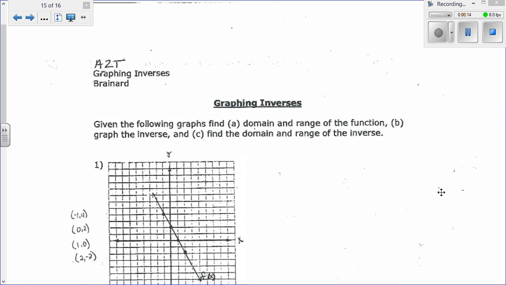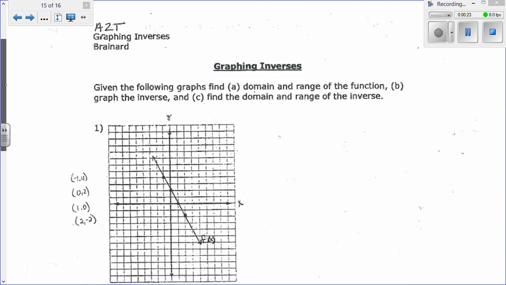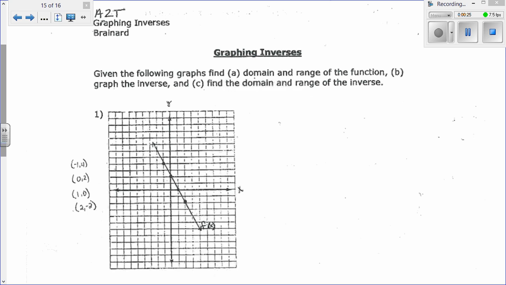Given the following graphs, find A, the domain and the range of the function, B, graph the inverse, and C, find the domain and the range of the inverse. Okay, for number 1, A.